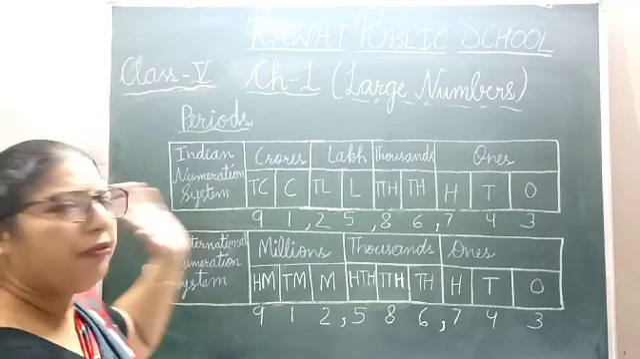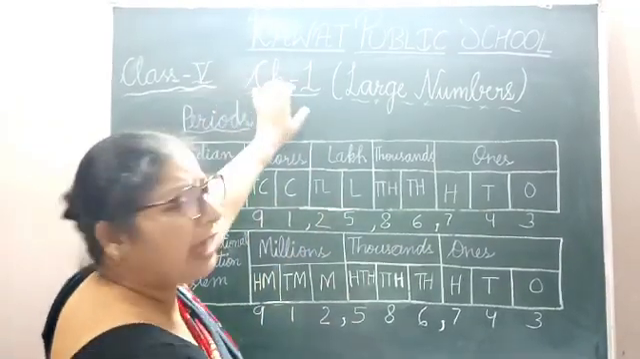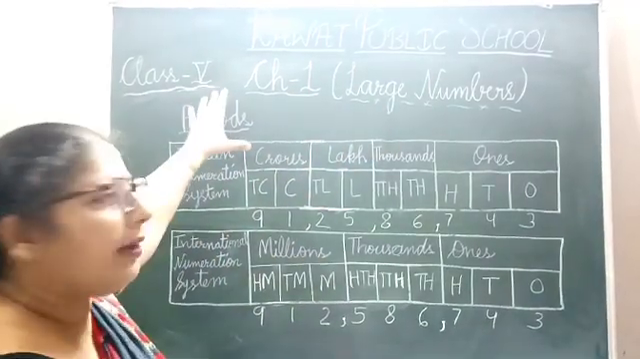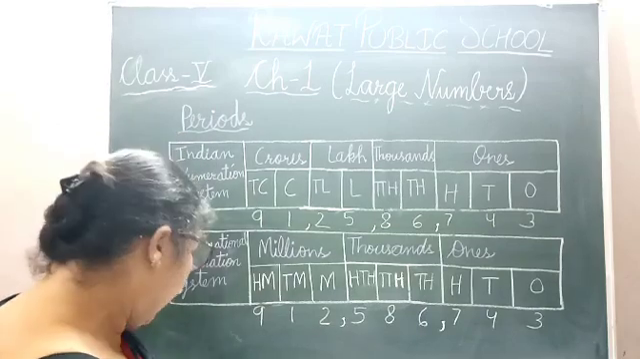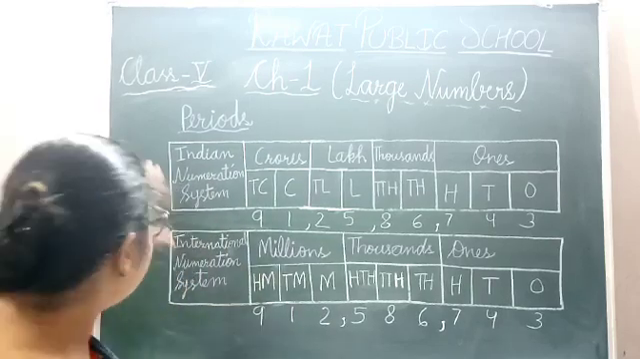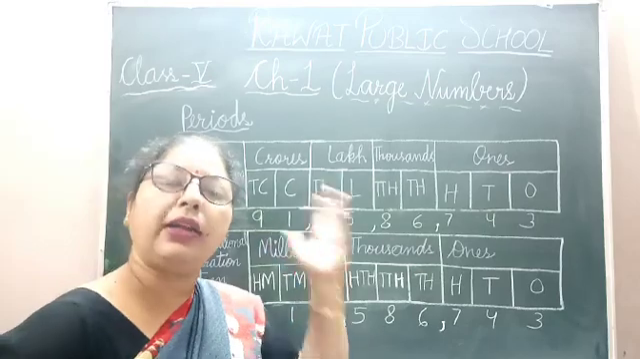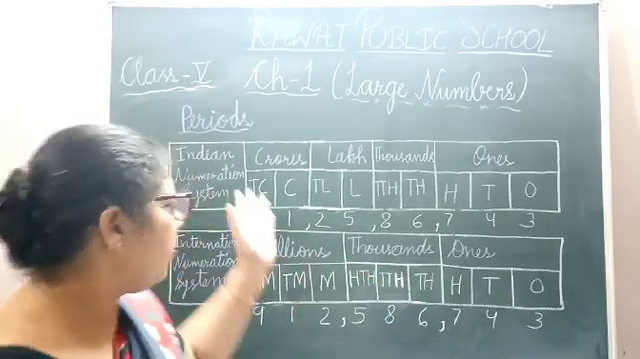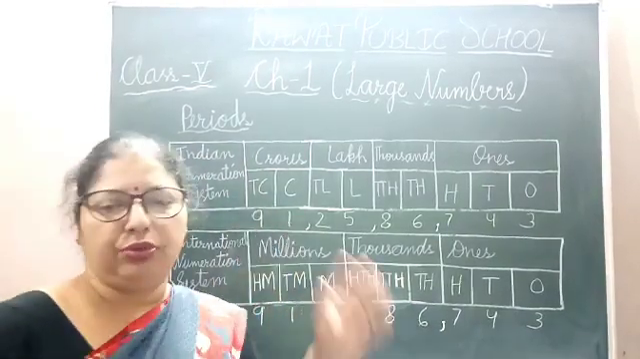So students, first you will open your maths copy, write down the name of the chapter, chapter 1, large numbers. This is the chapter name, and write this period in Indian numeration system chart and international numeration system chart. So students, write this. Make this chart quickly. This is very easy to find out all the numbers and their place values. So write down this, draw this chart on your maths notebook.